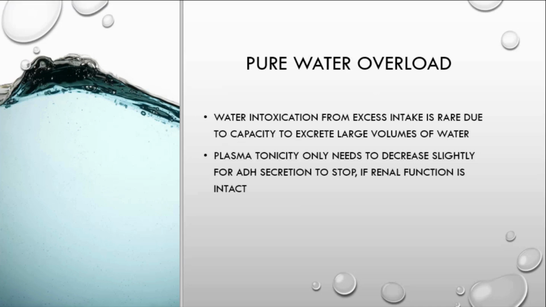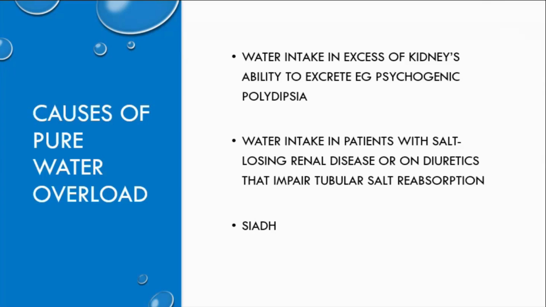Because your plasma tonicity only has to slightly decrease for ADH secretion to stop, and then your renal function will adjust for that. So usually the causes are water intake in excess of the kidney's ability to excrete it. So like psychogenic polydipsia or psychotic patients or something like that, because most of us just won't be able to keep up with the amount that our kidneys will be able to excrete. And then water intake in patients with salt-losing renal disease or diuretics that then impair your tubular salt reabsorption.